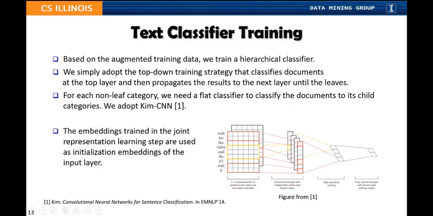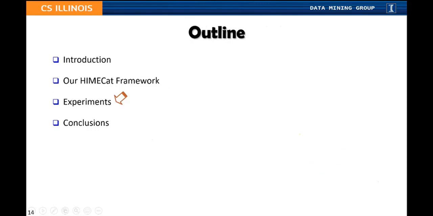We simply adopt the top-down training strategy that classifies documents at the top layer and then propagates the results to the next layer until the leaves. For each non-leaf category, we need a flat classifier to classify the documents to its child categories. Here we adopt the classical convolutional neural network structure proposed by Kim. And also, we would like to mention that embeddings trained in the joint representation learning step can be used as the initialized embeddings of the input layer. So that's all for our HiMCAT framework.